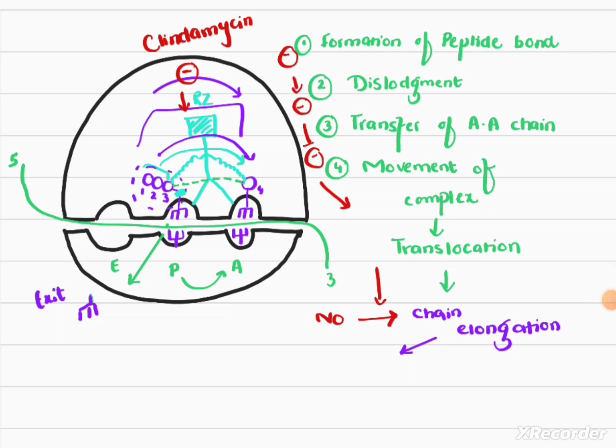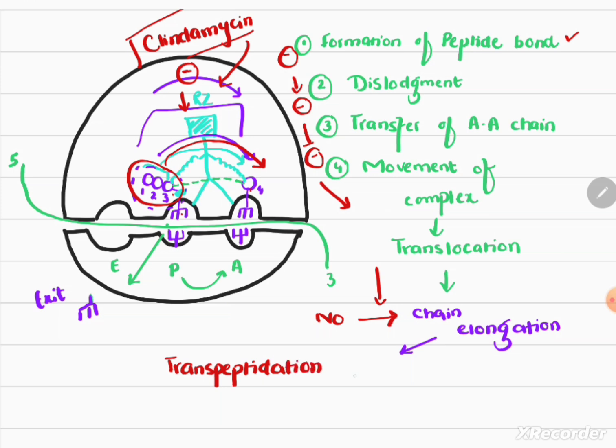I will revise it. The first step is the formation of the peptide bond between the two amino acids. The second step is dislodgement. Now this whole complex will be dislodged from this point and transferred towards the amino acid side, right? As a result of this movement, chain elongation occurs. Clindamycin inhibits this enzyme, and as a result, there is termination of chain elongation and no formation of the peptide bond. So it inhibits transpeptidation, and as a result there is no chain elongation. This is how it prevents the formation of proteins, and this is how it is a protein synthesis inhibitor. Now we will move towards the spectrum of clindamycin and the clinical uses.